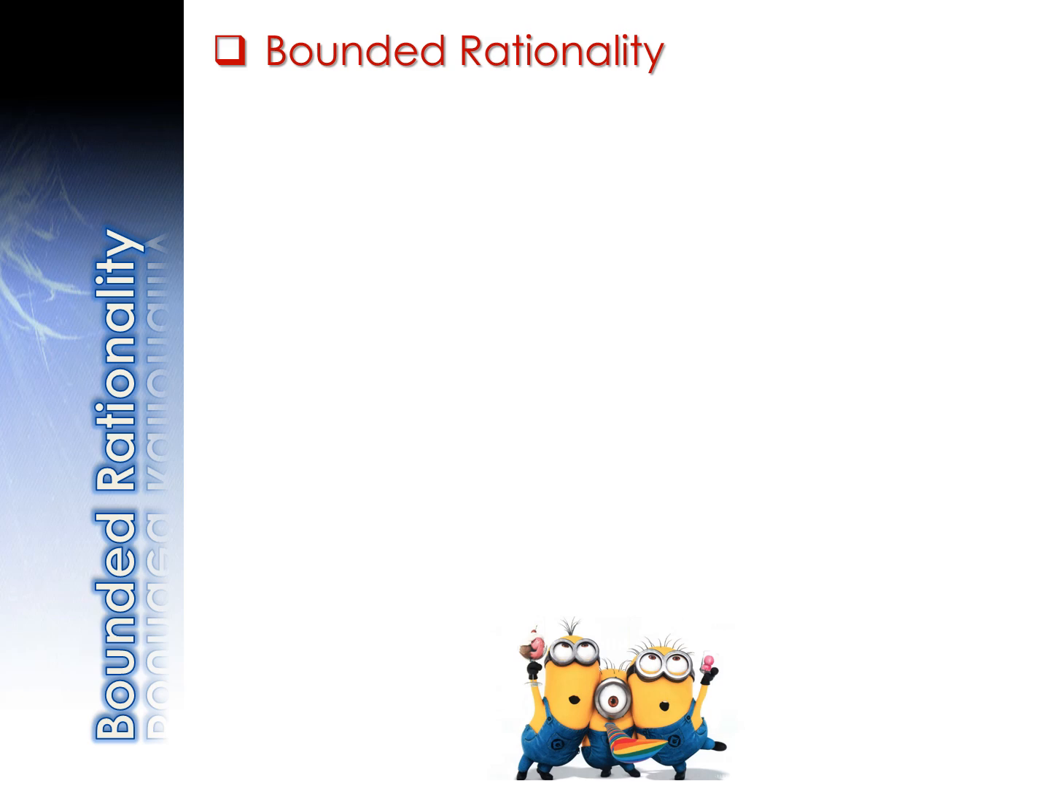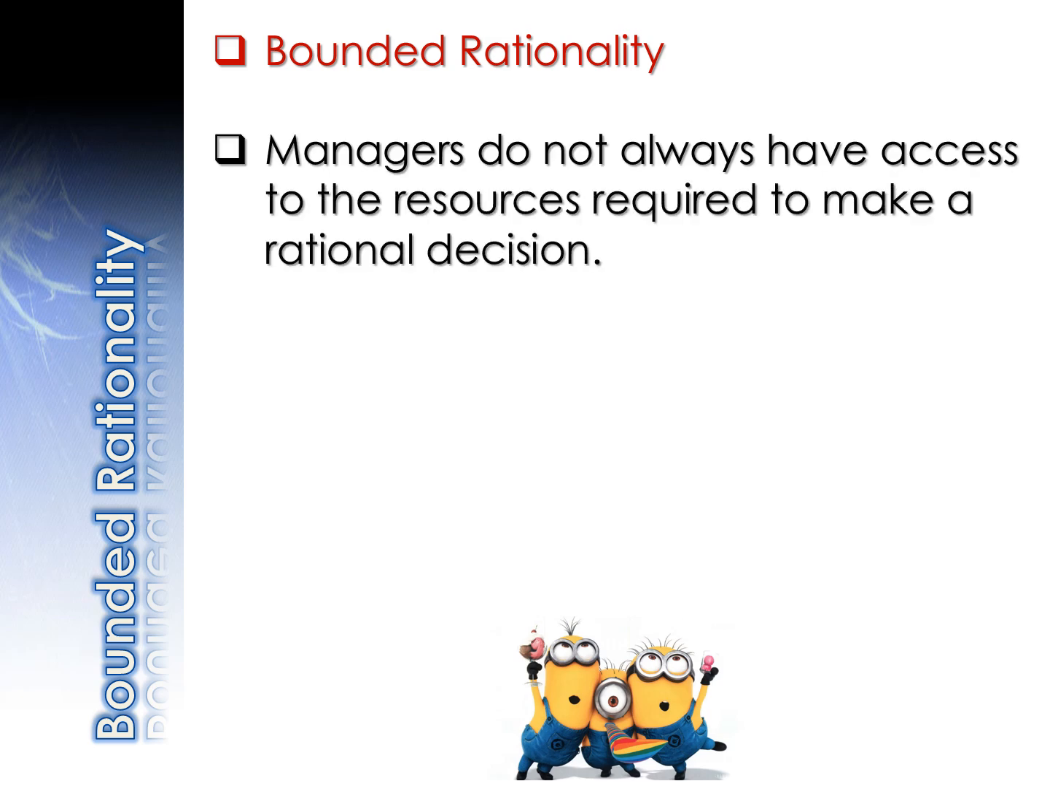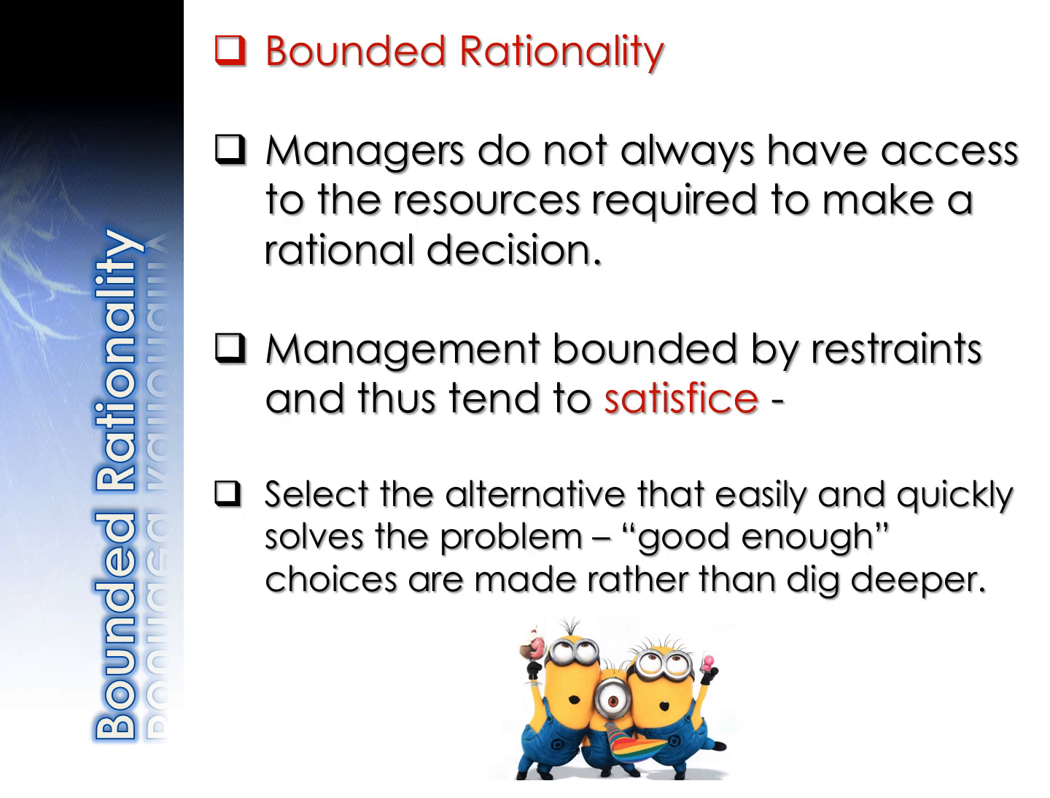The bounded rationality method is that managers do not always have access to the resources required to make a good rational decision, and management is often bounded by restraints, and thus they tend to satisfice. Satisfice means selecting the alternative that easily and quickly solves the problem. It's good enough. The choices are made rather than digging deeper.